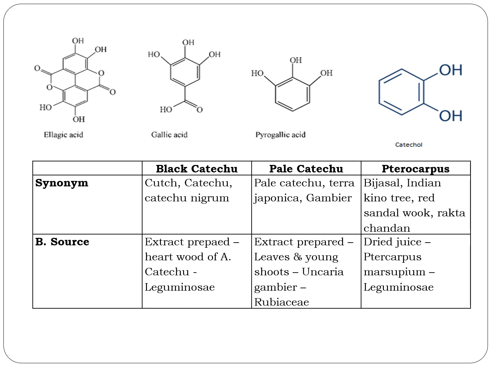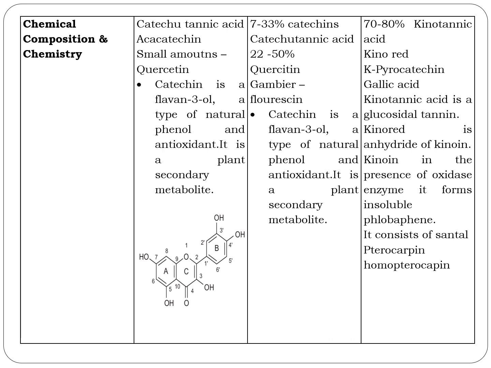The third drug is Pterocarpus, which is commonly called Bijasal, Indian kino tree, red sandalwood, Rakta Chandan. Its biological source is the dried juice of Pterocarpus marsupium belonging to the family Leguminosae. Whenever we look at the black catechu chemical constituents, it contains catechu tannic acid, acacatechin, and also small amounts of quercetin.